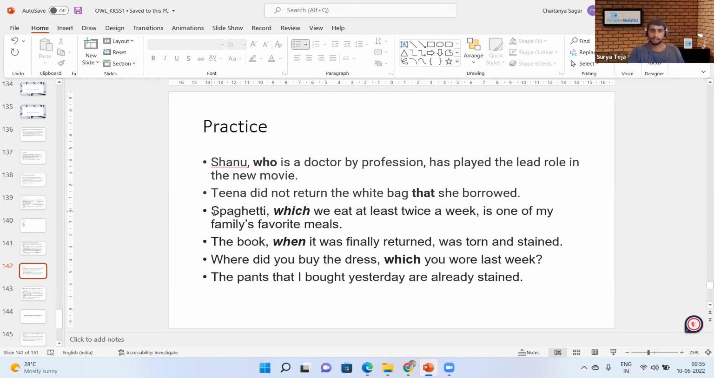What you wanted to communicate is spaghetti is one of my family's favorite meals. You are just mentioning some extra information. Usually, sometimes we do that. So because that is non-essential information, it is separated by commas, and we have used which. That's the correct thing. So these three are correct. So we'll move to the fourth one. The book, when it was finally written, was torn and stained. Is this fine?